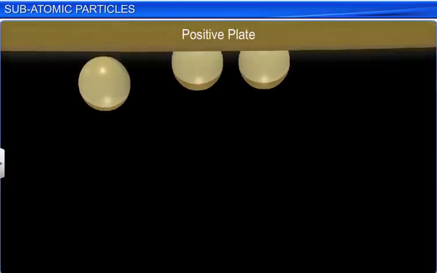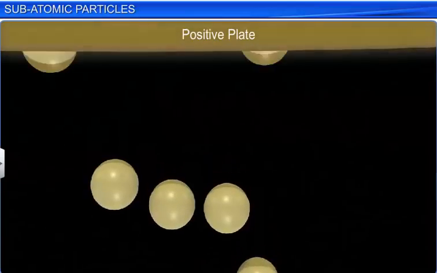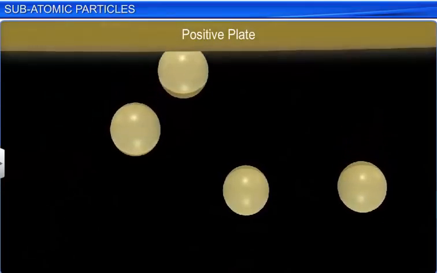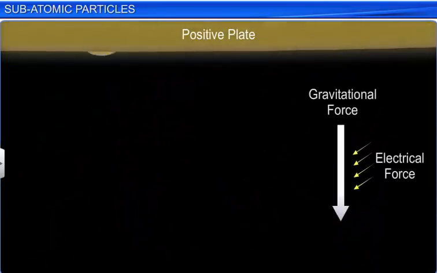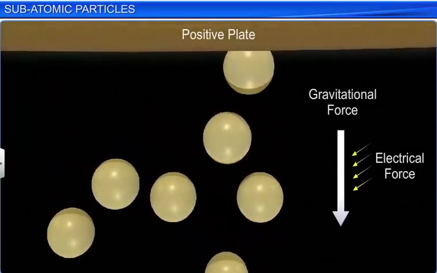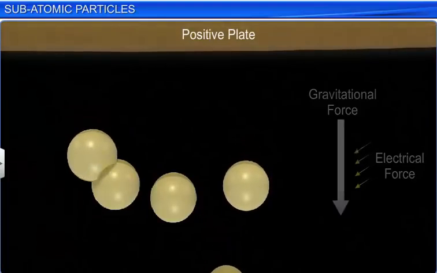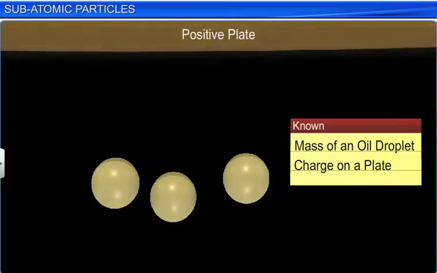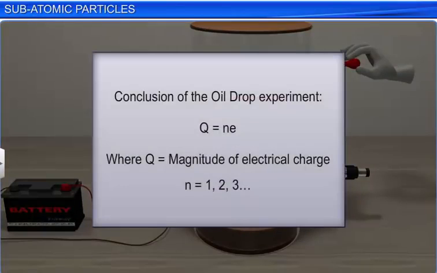On applying voltage to the upper positive plate, the charged oil droplets got attracted towards it against all gravitational and electrostatic forces. Millikan then varied the voltage to strike a balance between the acting forces and to make the oil drop stationary. He then calculated the charge on the droplet from the mass of an oil droplet and the charge on the plate. He found that the magnitude of electrical charge, Q, on the droplets is always an integral multiple of the electrical charge E. That is, Q is equal to NE.